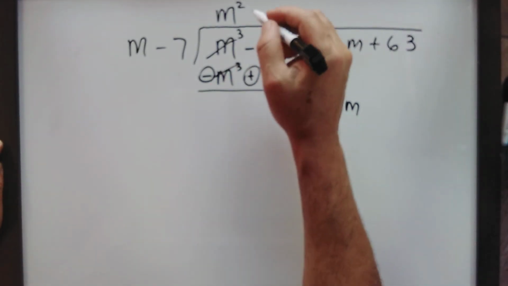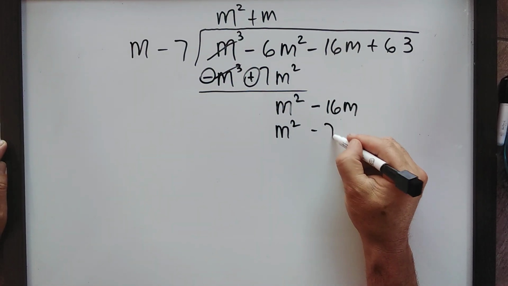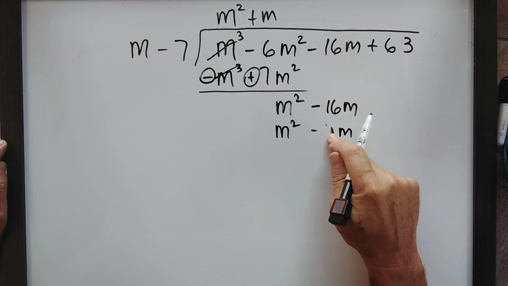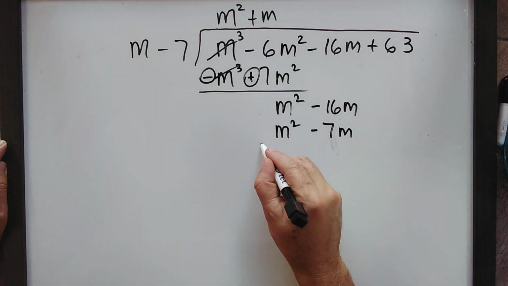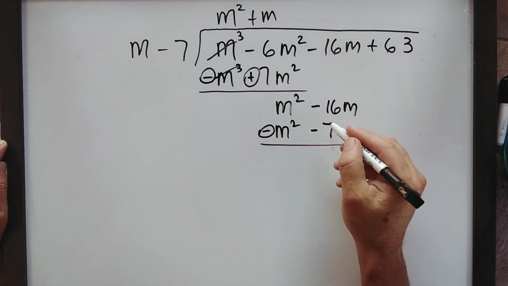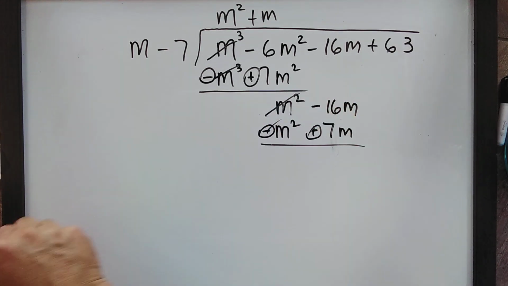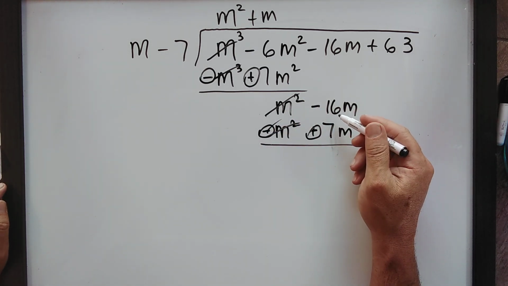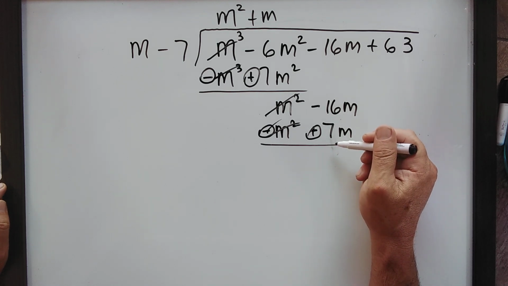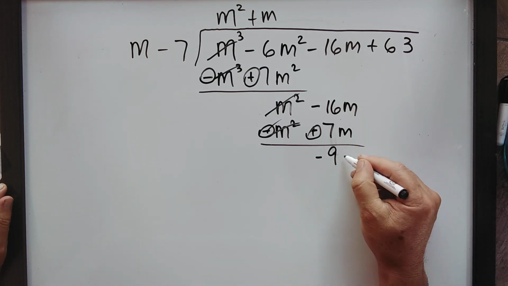Divide m squared by m is positive m. m times m is m squared. m times negative 7 is negative 7m. And now we subtract again, change signs to the opposite. Negative, and now becomes positive. Cancel. We cancel these two, and then negative 16. Negative 16 plus 7 is what? Negative 9. Negative 9m.